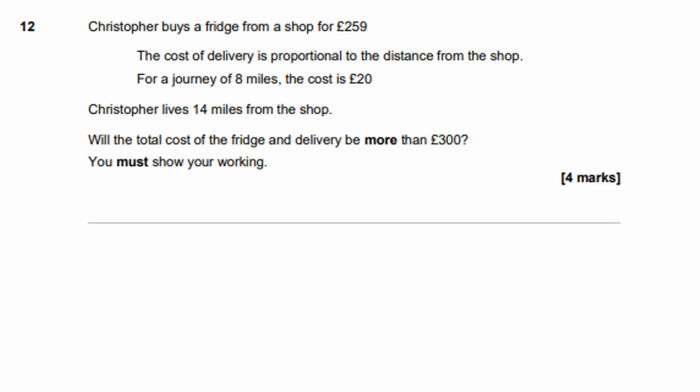Okay, Christopher buys a fridge from a shop for £259. The cost of delivery is proportional to the distance from the shop. For a journey of 8 miles, the cost is £20. So for every 8 miles, the cost is going to be £20 for the delivery. We know that Christopher lives 14 miles away from the shop. Okay, so we need to find out how much he needs to pay for 14 miles.